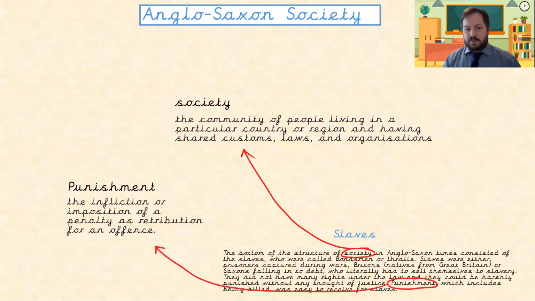And the last word we've got here is punishment, which I hope you all know is the infliction or imposition of a penalty as a retribution for an offence. So it's how you get somebody to give recompense for whatever they've done wrong. So they do something wrong and they're punished for doing that thing wrong, which hopefully should deter them from doing it again. The idea of punishment is to deter people from doing what you don't want them to do.